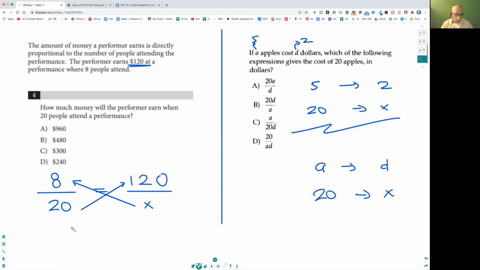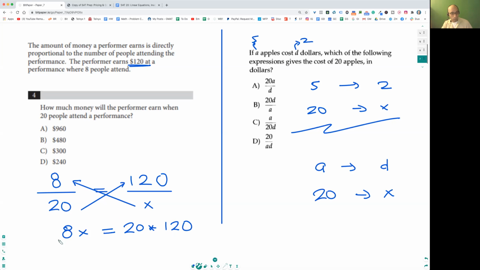All right, for those who are looking at this problem here, we're going to cross multiply. So you've got 8 times x. You're going to write down 8 times x is equal to 20 times 120. That's your basic cross multiplication. If you're having trouble with this, I've got another session coming up about ratios. So 8x is equal to 20 times 120.